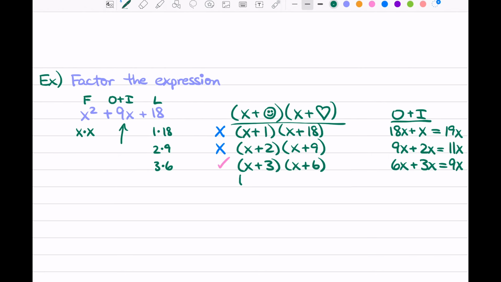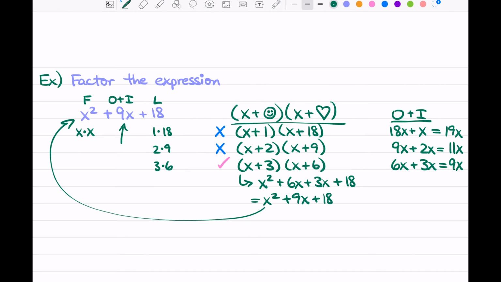And you can always double check this by FOILing it. So first piece is x times x is x squared, plus our O, which is 6x, plus I, 3x, plus our last, 3 times 6 is 18, leaving us with x squared plus 9x plus 18. And that is what we want.